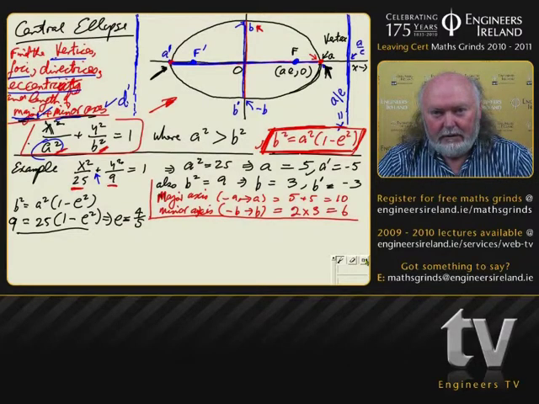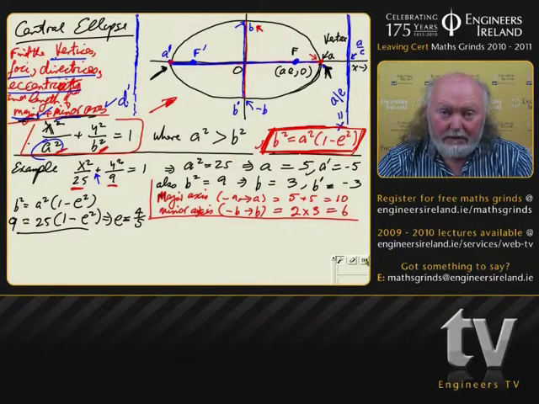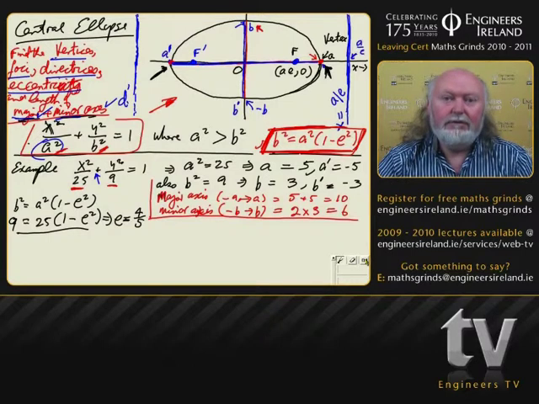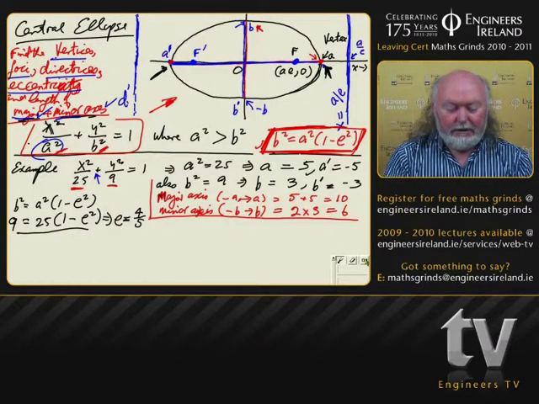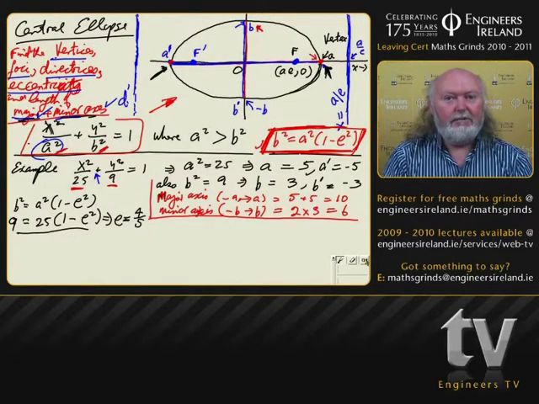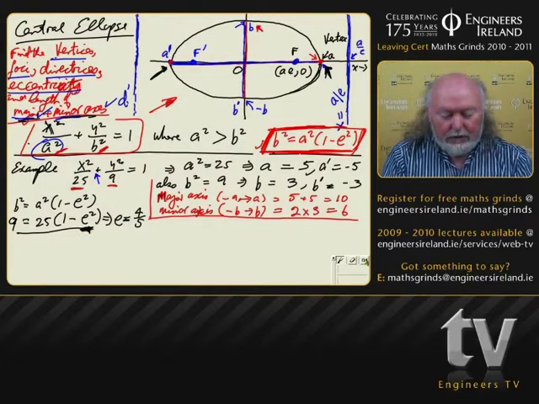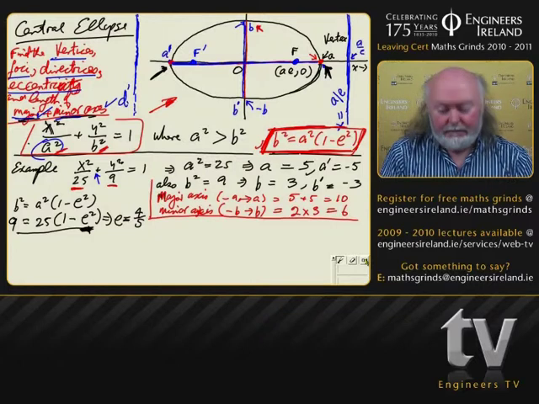Eccentricity is always positive, okay? Because it's a ratio of two lengths. You can't have a negative ratio of two lengths. So that's why, even though we get an e squared equal to something in this equation, you only go for the plus answer.